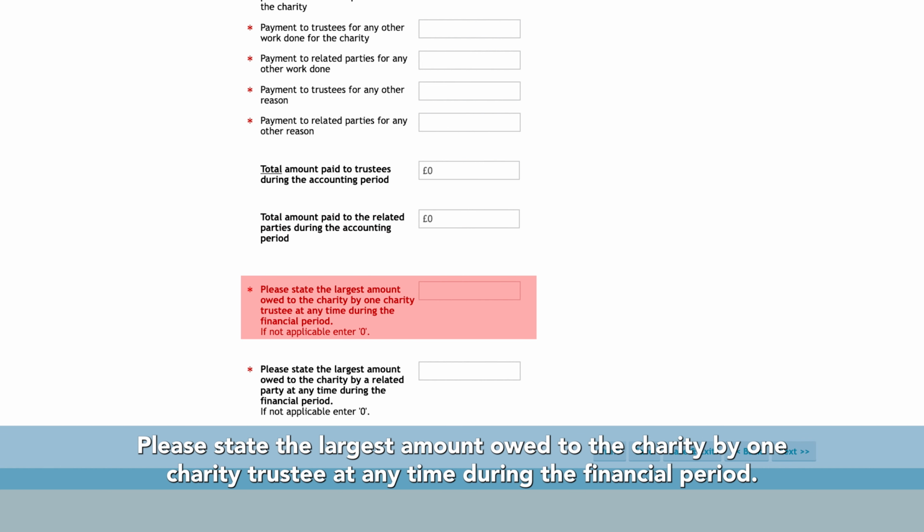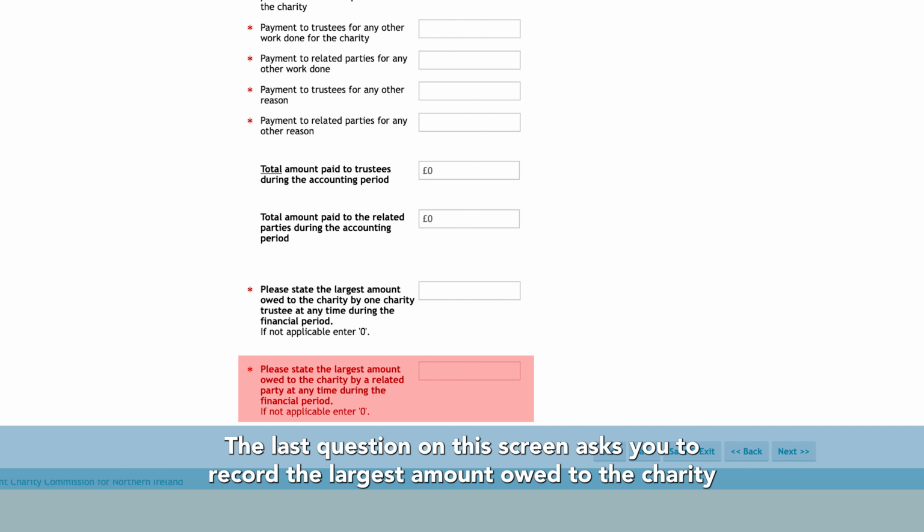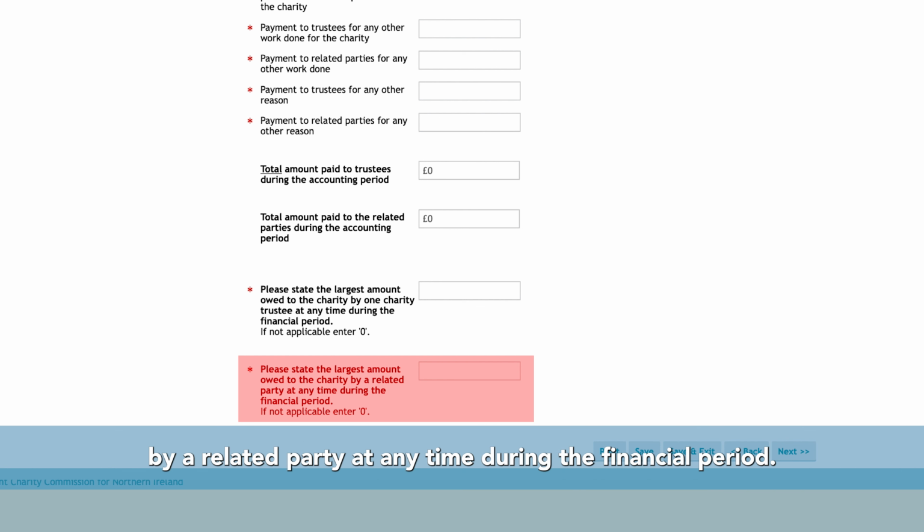Please state the largest amount owed to the charity by one charity trustee at any time during the financial period. If not applicable, enter 0. The last question on this screen asks you to record the largest amount owed to the charity by a related party at any time during the financial period. If this does not apply to your charity, enter 0 in the box.